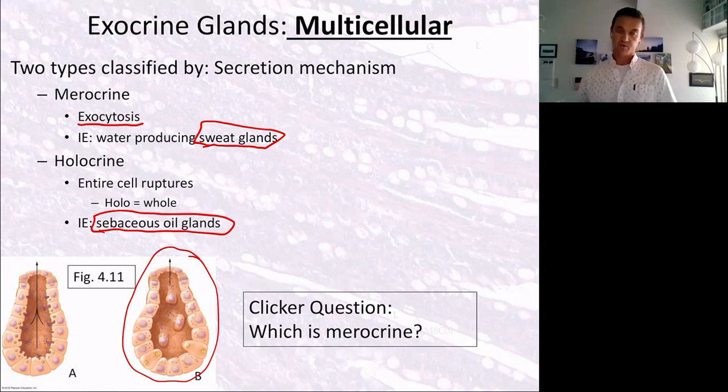Okay, so which one's which there? Once you pause it for a second, look at those pictures, see if you can figure out which one is which. Okay, so merocrine ones are A, because we see exocytosis happening, right? And then the holocrine ones, we see full-on cells leaving here, right? So this one is B.